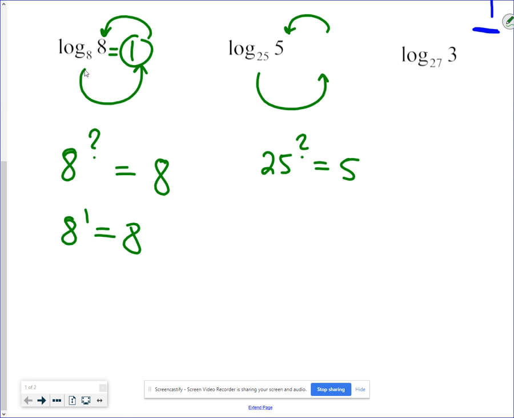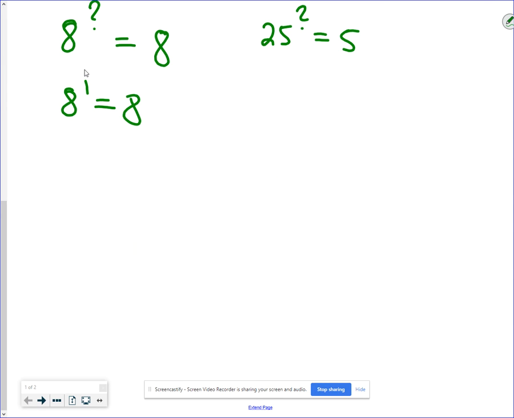Now, if you remember back when we had a rule that says if you have a fractional exponent, so if you have a to the m over n power, well, remember you can rewrite that as the nth root of a to the m power.